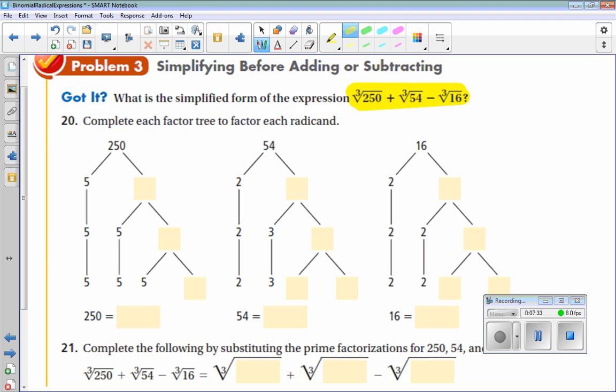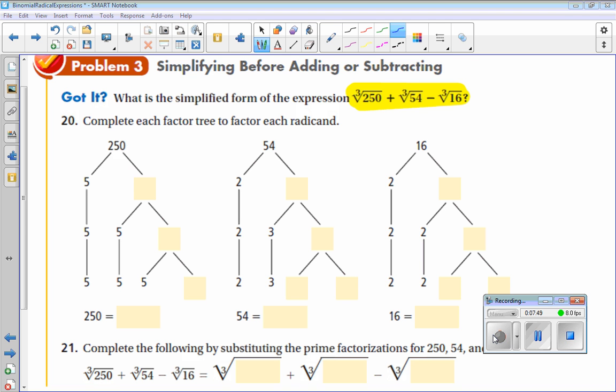So I'm going to pause the recording. You guys know how to do this. I want you to go ahead and make factor trees for 250, 54, and 16, and reduce all 3 of those radicals individually. Okay? So I'm going to turn the lights back up, and you guys try this.